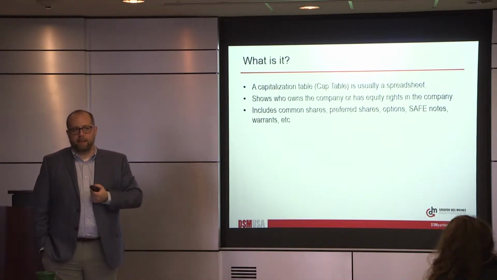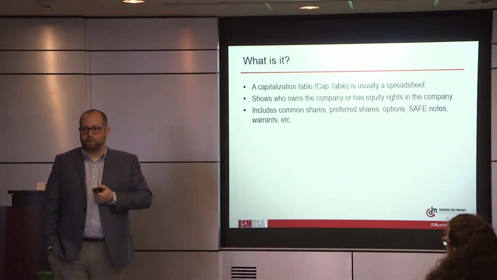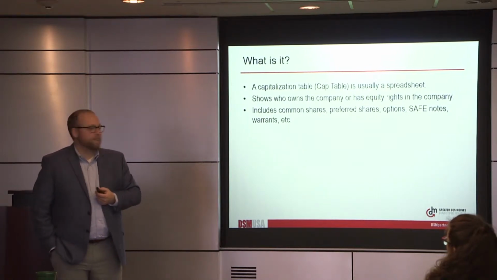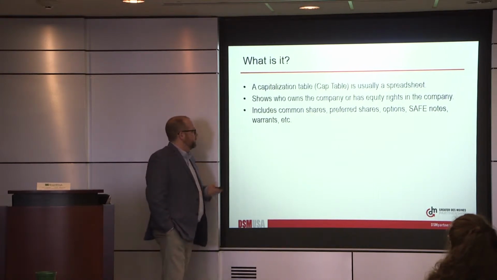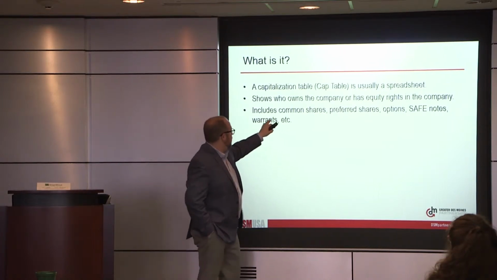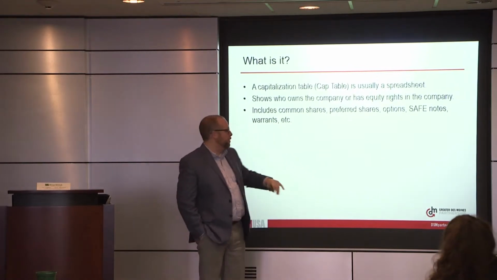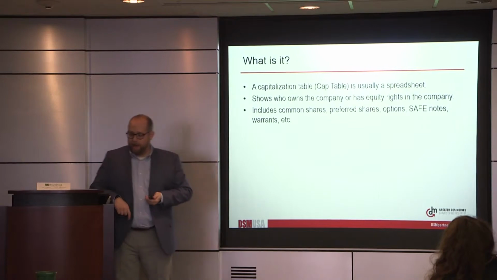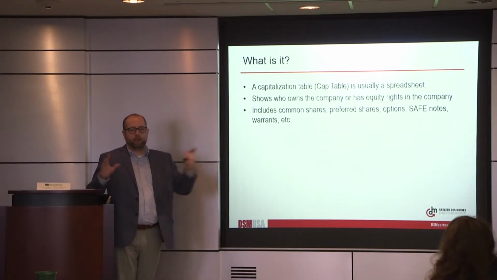I appreciate that. Yeah, I would tell you that if you don't do these all the time, there's a lot of pitfalls that people fall into. It'll also scare the hell out of your investors if you're doing your own. So usually a spreadsheet shows who owns the company, who has equity rights. This is the piece that gets complicated. It'll show common shares, preferred shares, options, SAFE notes, which are just convertible debt, and warrants. Warrants aren't used as much, but I have them. And so basically it should show you overall who has what interest in the company.